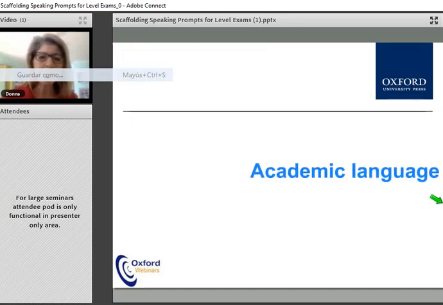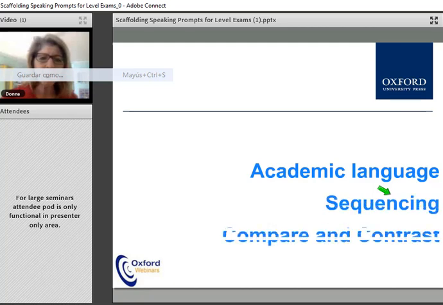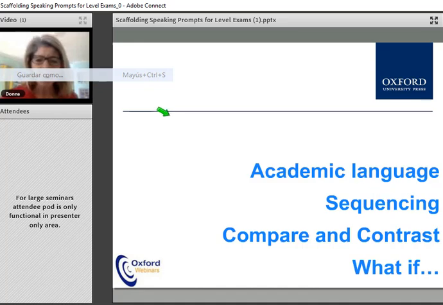And if you remember, what we want to scaffold is academic language, sequencing, and compare and contrast, because that's what they're going to get on their exam. So the first one was scaffolding academic language. Now we're going to scaffolding sequencing. Yeah, you're being very specific. The idea is that we're helping them with academic language for the first part. All right, let's go back, and I'll try to be more specific about how we can fit all these in.